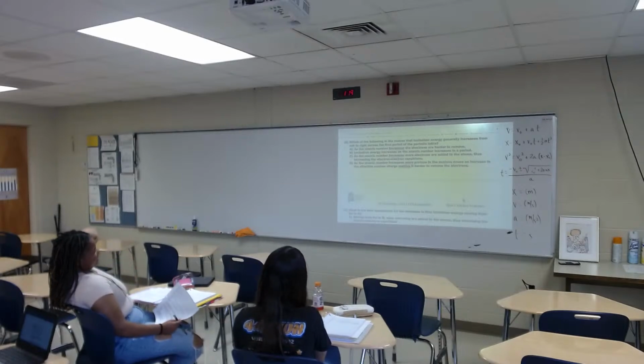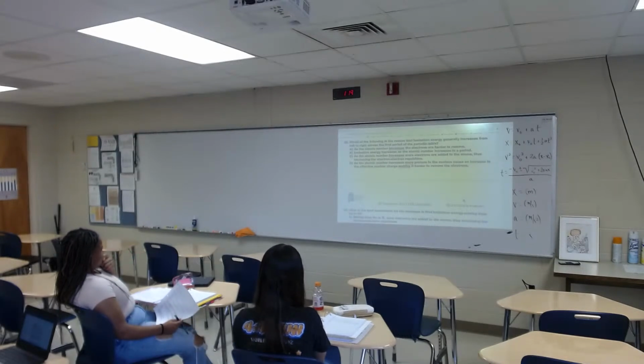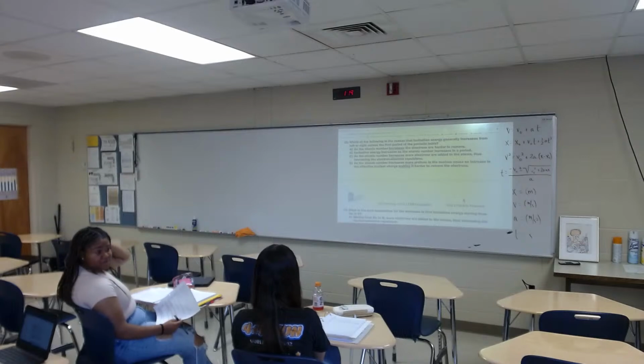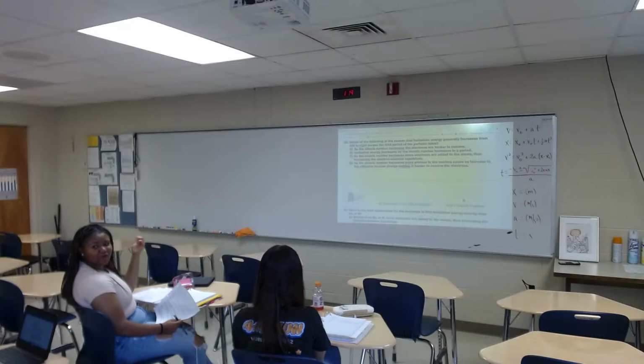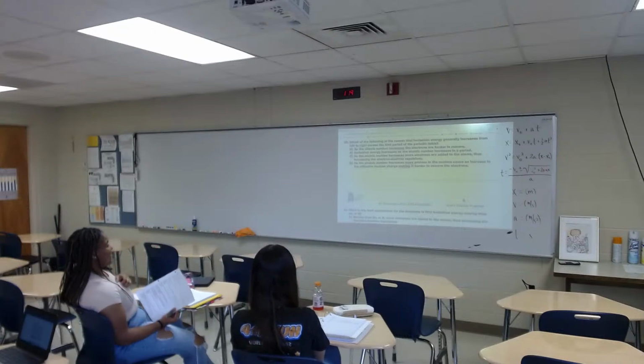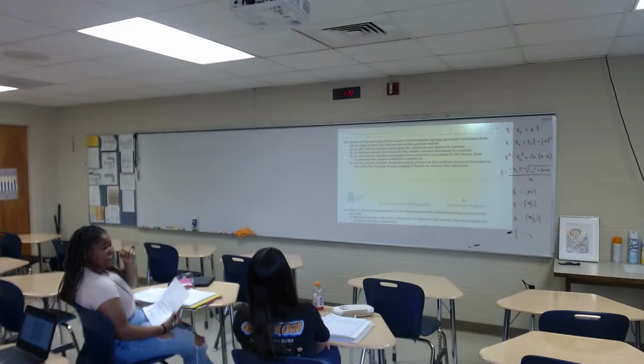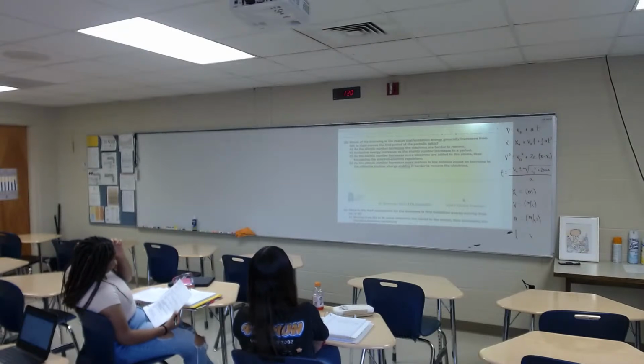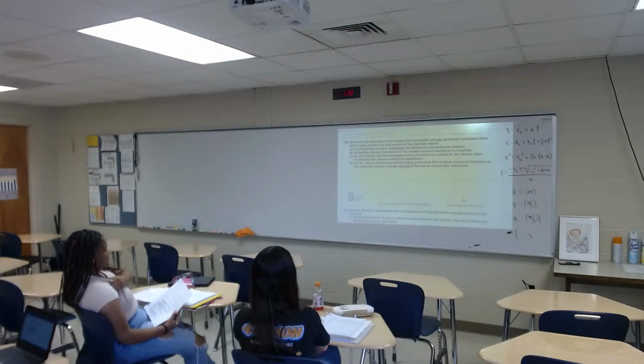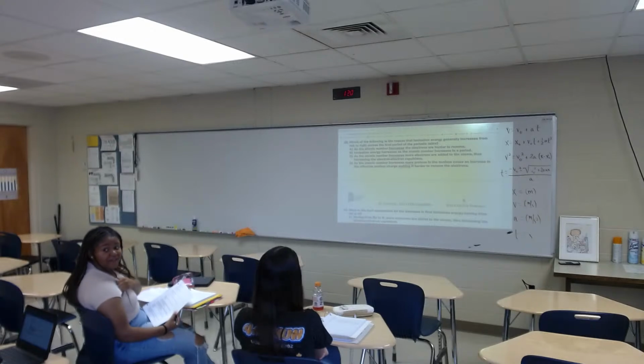Which of the following is the reason that ionization energy generally increases from left to right across the first period of the periodic table? It's because of an increase in effective nuclear charge. Where is that at? Okay, well, A is true also. Wait, I can't, I'm reading too far away. Give me a second. Let me read it carefully because it's a little blurry from back here. All right, let's see. It's D. There we go.